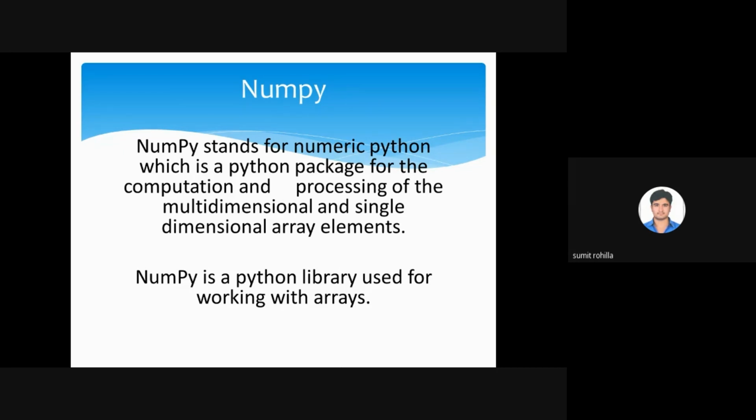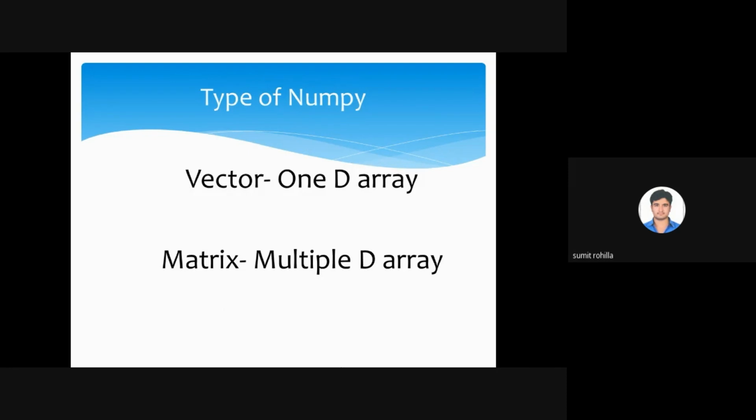Okay, there are two types of NumPy array. First is vector and second is matrix. What is a vector? A vector is a one-dimensional array, like a list. If you know about lists, what is a list? A list is a number of elements, like 1, 2, 3, red, green. So this type of item, a list of items.